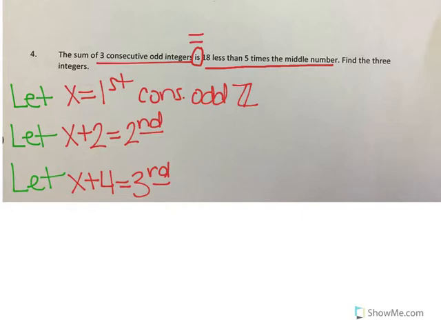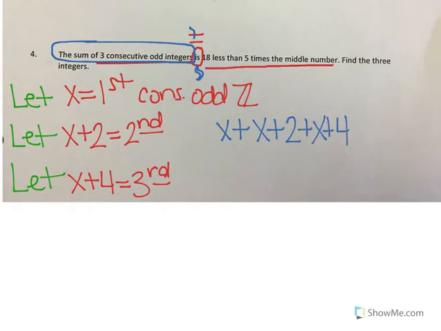As we read this, right here is a big divider. Whatever is written to the left is on the left-hand side of the equal sign, and whatever is written on the right is on the right-hand side. So where it says the sum of 3 consecutive odd integers, that will be on one side of our equation. That's going to be x plus 2 plus x plus 4. Then we have that equal sign.